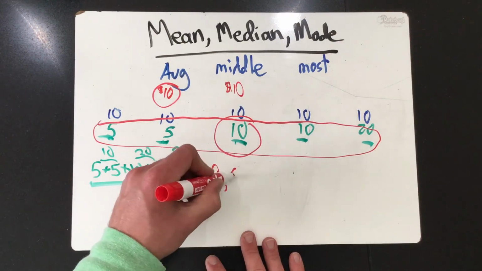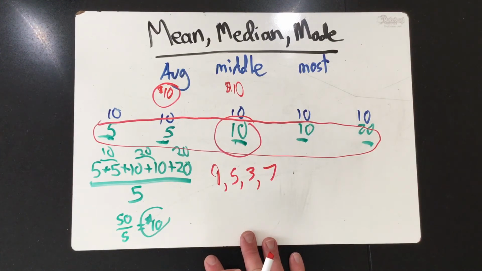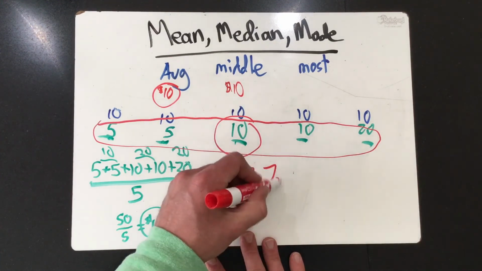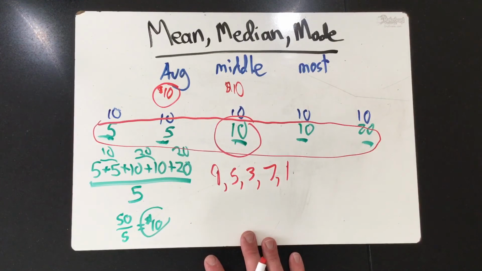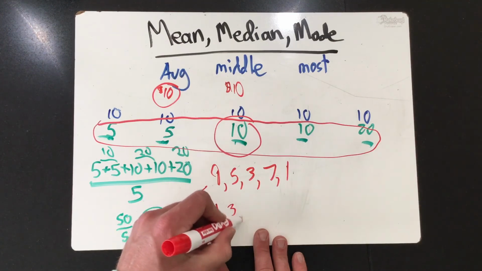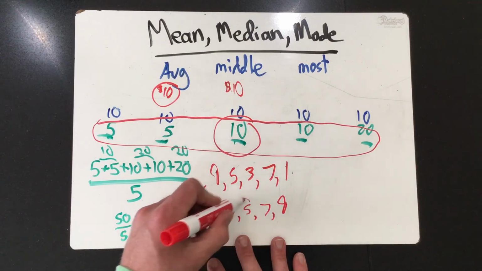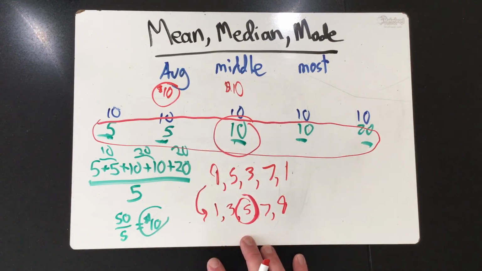Let's take a look at another example. Let's say we had 9, 5, 3, and 7, and we're trying to find the median. Actually, let's put one more. Let's put 1 on there. It's not in numerical order. So the first step is to take this data set and write it in numerical order: 1, 3, 5, 7, and 9. Then you identify the number in the middle, and there you go.